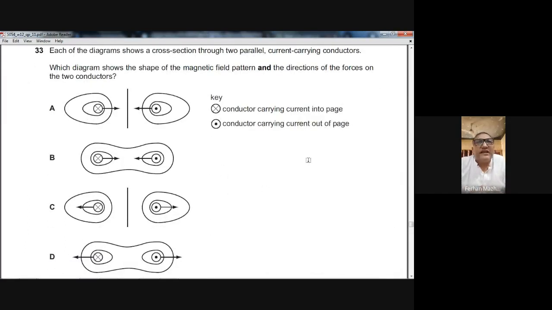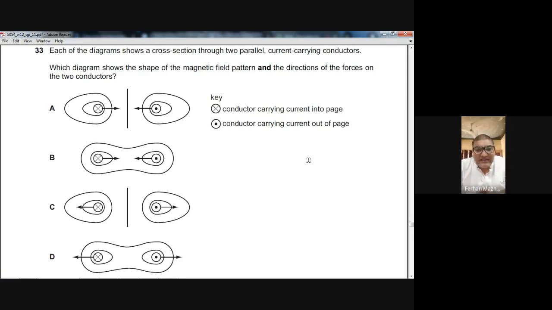Okay, he says each of the diagrams shows a cross section through two parallel current-carrying conductors. Which diagram shows the shape of the magnetic field pattern and the direction of the forces on the two conductors? You see, the dot means that the current is coming out of the page or out of the screen, and the cross means the current is going into the screen.